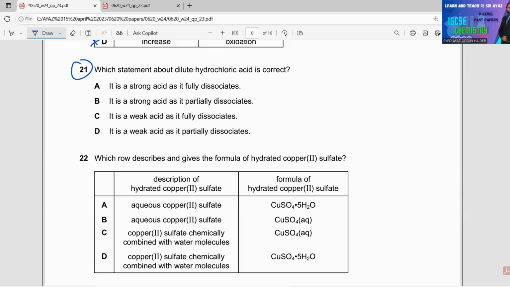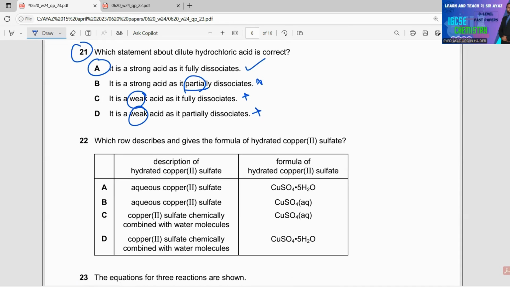21. Which statement about dilute hydrochloric acid is correct? It's a strong acid as it fully dissociates. This must be the correct statement. I'm reading the other statements. It's a strong acid, partially dissociates. This is incorrect. It's a weak acid as it fully dissociates. No, it's not a weak acid. It's a weak acid, again incorrect.